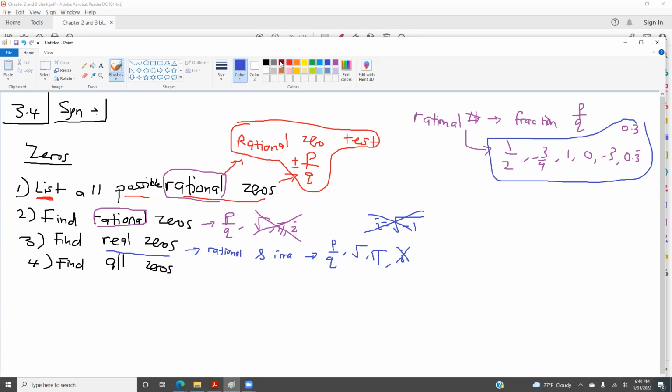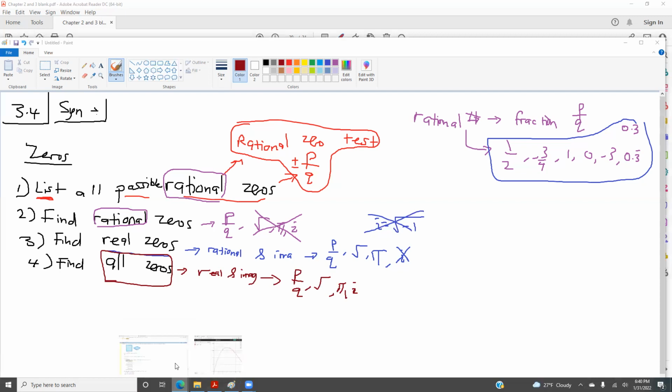Okay. However, the last one is if the question is asking us to give all zeros, meaning everything, all of them. That means they can be real, can be imaginary, can be anything. So your answer can be in fraction form, square root form, pi form, i form. It means it's everything. It's a big trash can, everything goes in there. So make sure you read the question really carefully when you do your 3.4 homework, and also when you do my test 3.4.